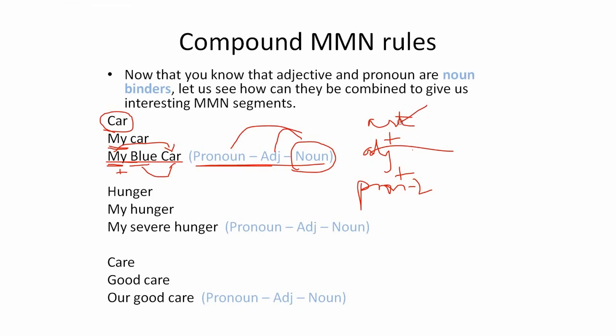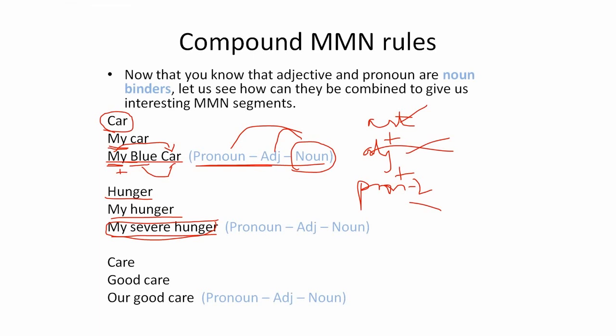It could be an article, it could be an adjective, or it could be a pronoun, or maybe a combination of these, a compound rule of this. But yes, the idea is very simple, that sometimes MMN segments can borrow rules from different binders and make better and bigger segments like this. Now see, it sounds much better than just saying hunger or my hunger. But when I say my severe hunger, it adds more detail, it's more comprehensive, and it's bigger and better. That's where compound MMN rules help us.